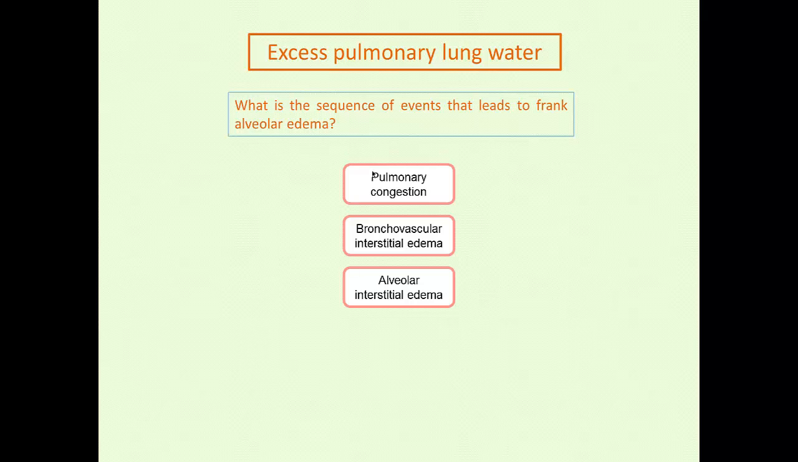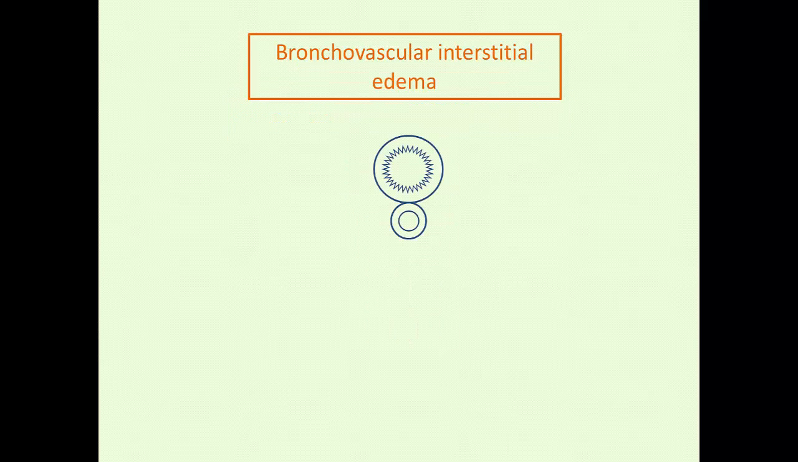And then as these mechanisms are overwhelmed with worsening left ventricular dysfunction and higher left ventricular filling pressure, the bronchovascular interstitial space can no longer act as a buffer zone, and then you start getting interstitial edema around the alveolus. And then, as you can imagine, once the fluid breaks through the alveolar epithelium, it can flood the alveolus itself and lead to frank alveolar edema.